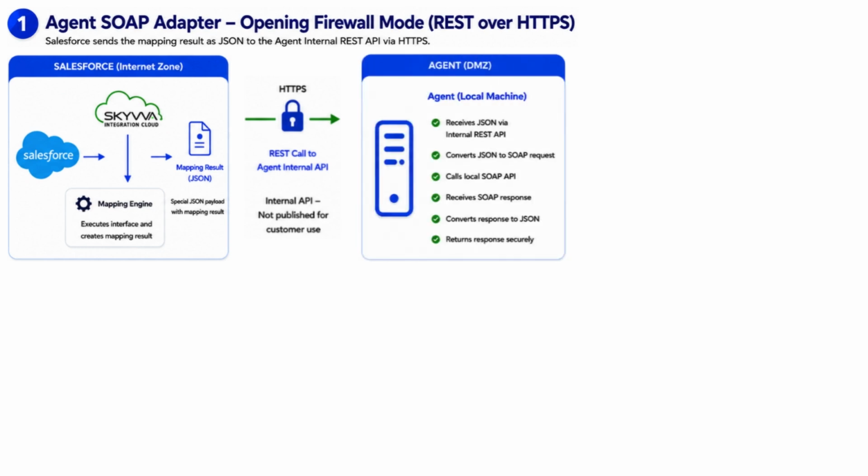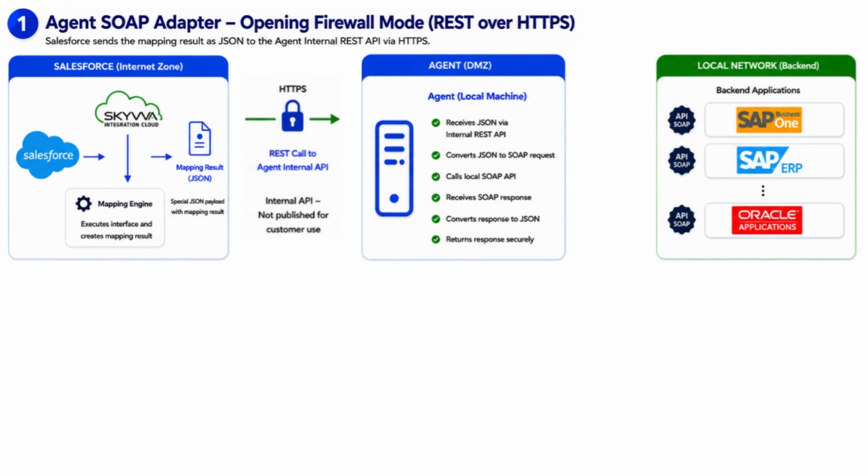Second, the agent, DMZ. The agent acts as a secure bridge between Salesforce and the local network. When the agent receives the JSON payload through its internal REST API, it converts the JSON into a SOAP request, calls the local SOAP API, receives the SOAP response, converts the response back into JSON, and returns the JSON response securely to Salesforce.